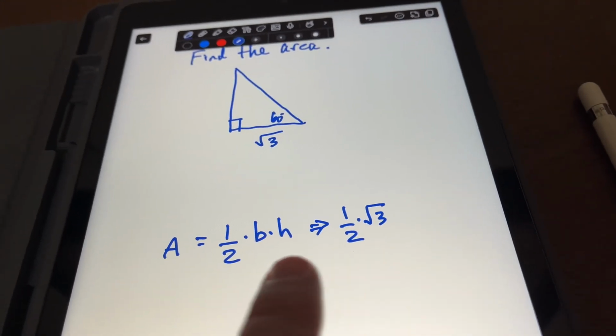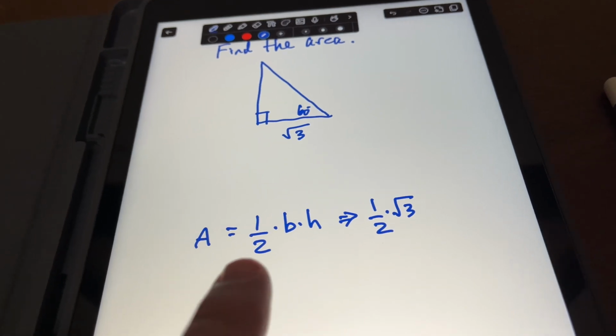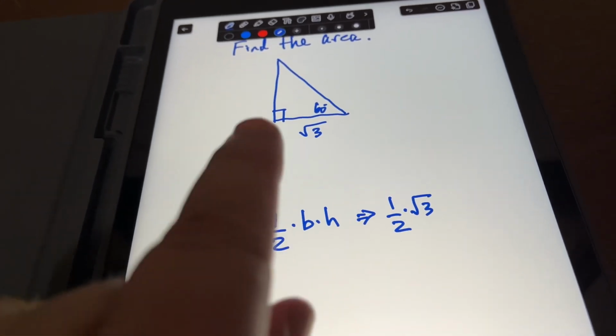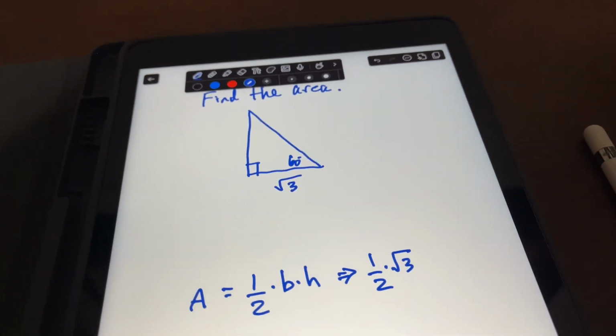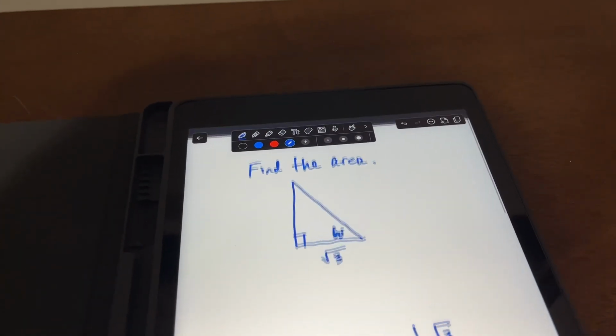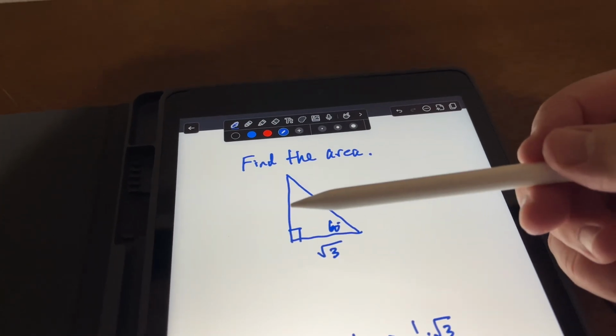The problem is we don't know what the height is. So I've got the half in there. I've got the base. This is the base down here at the bottom. But I need this h value, and that h value is this part right here.